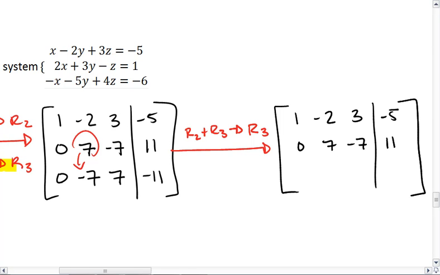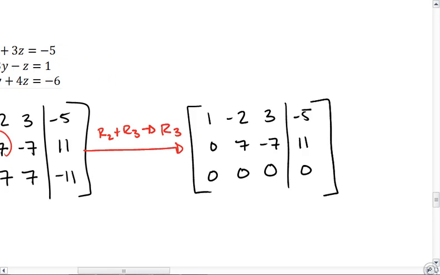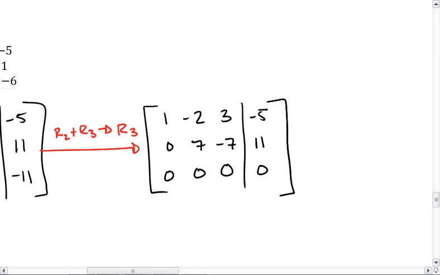And now I'm going to do 0 plus 0 is 0. 7 plus negative 7 is 0. Negative 7 plus 7 is 0. 11 plus negative 11 is 0. I have a row of zeros. This gives me 0 equals 0, a true statement, which means I have infinitely many solutions.